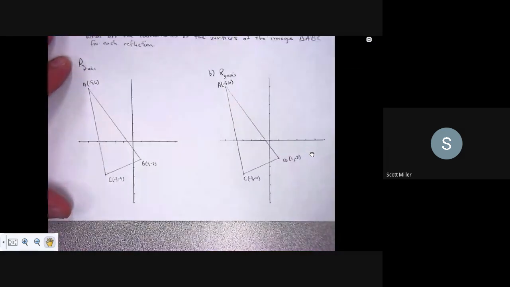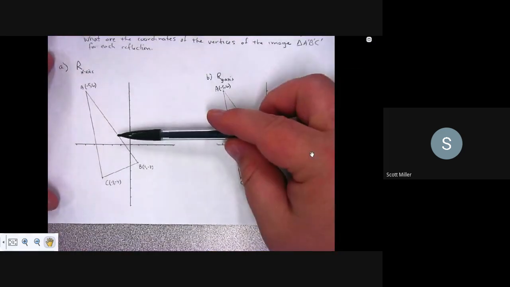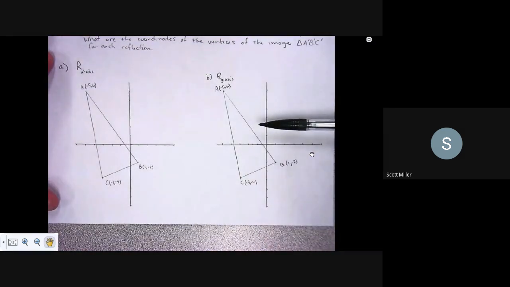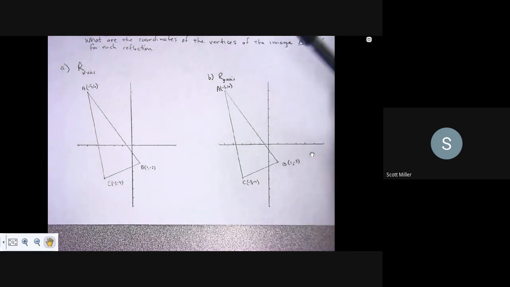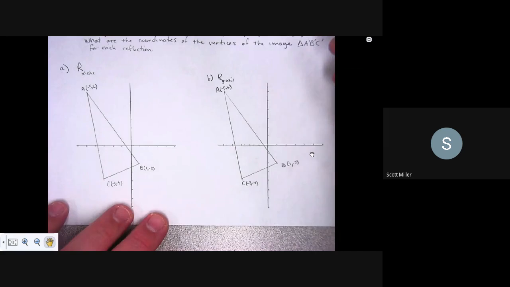Okay, so let's look at an example of how that's done. So down here I have two examples. We're going to reflect this one across the x-axis and this one across the y-axis. So we'll do one at a time so you can see it. Then I'll show you how it all matches up with our definitions.